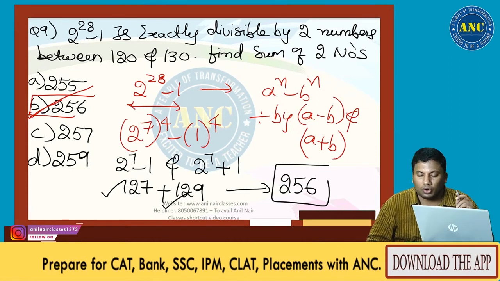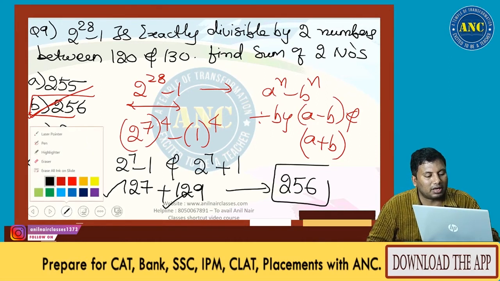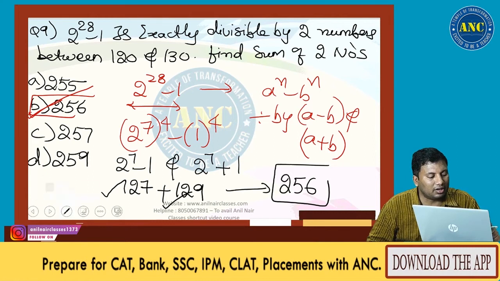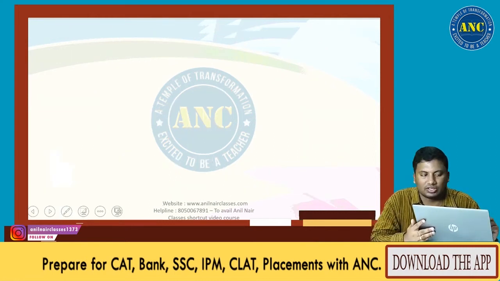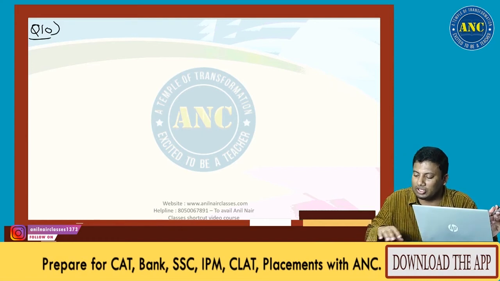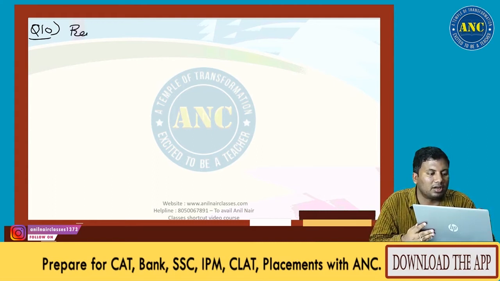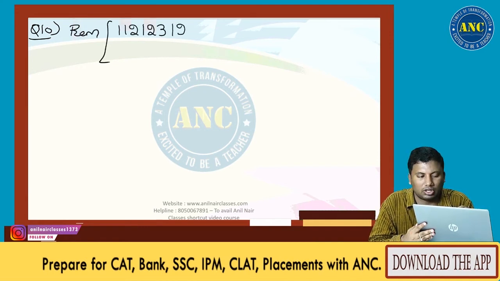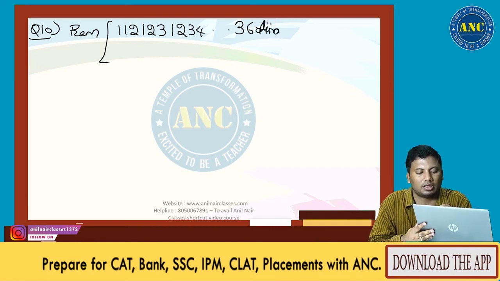Question number 10. Very, very good questions. I am selecting from some of my previous year classroom notes. All are picked out from my number system book which I wrote. Now, question number 10. The question is: remainder of 1, 1 2, 1 2 3, 1 2 3 4 and so on up to 36 digits.